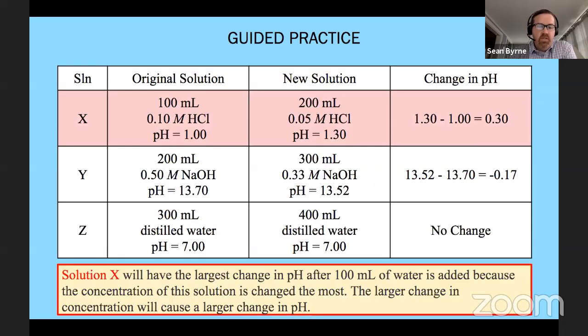So a good solution to this would be to clearly identify that solution X will have the largest change in pH after 100 milliliters of water is added, because the concentration of the solution is changed the most. The larger change in concentration will cause a larger change in pH. This problem asked us to give a solution and to give an explanation.